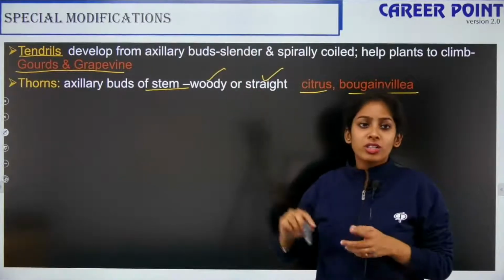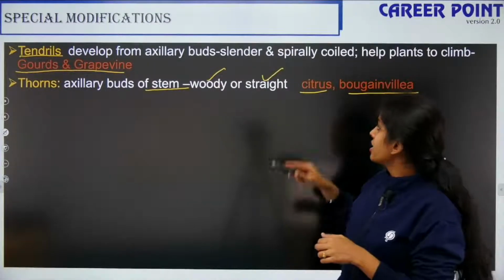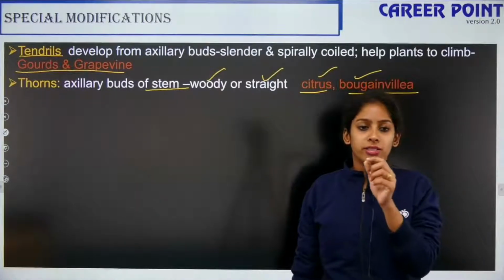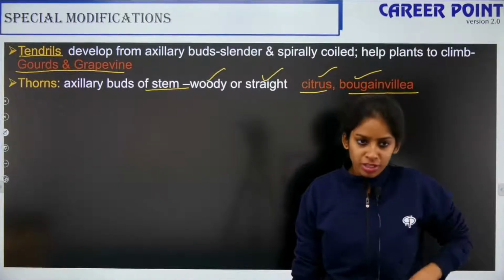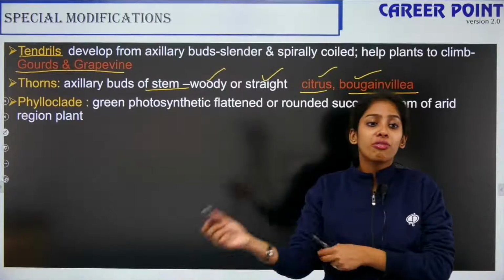The next one is thorns. Here it is a modified stem. It is in the case of your citrus and your bougainvillea. This thorn can be woody or it can be straight. So there are two ways possible here. The third one is your phylloclade.